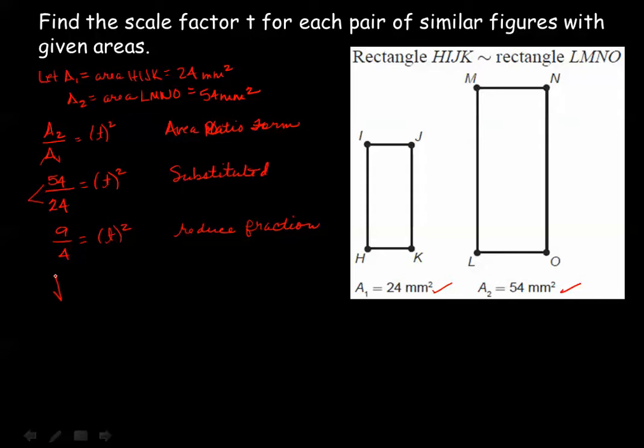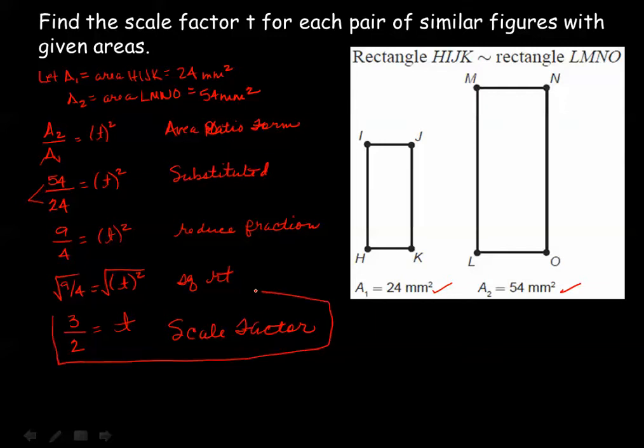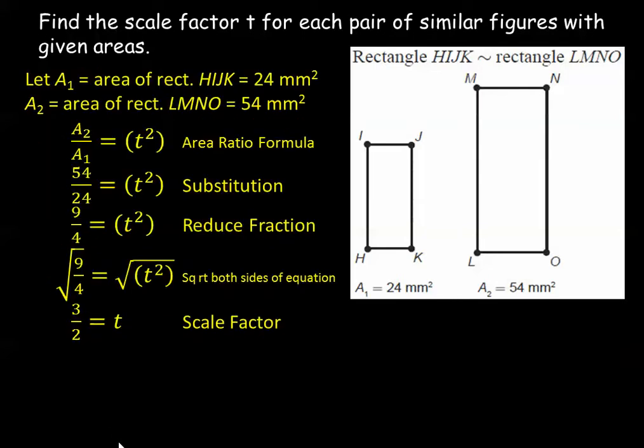Now I got to get the square root of both sides. And the square root of 9/4, now remember, you get the square root of the numerator. Square root of 9 is 3. Square root of denominator, square root of 4 is going to be 2. And that's going to equal t. And that right there will equal my scale factor. And that was the information that they were wanting. What is the scale factor? There's your official answer.